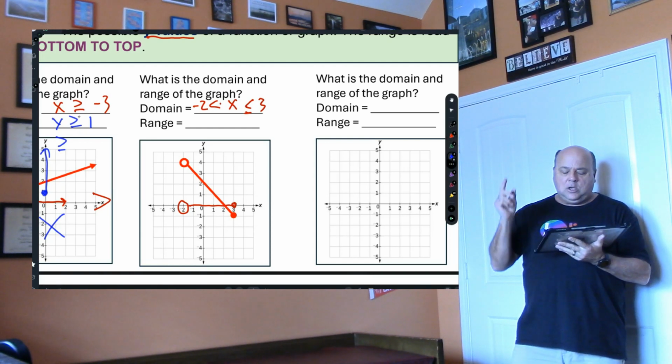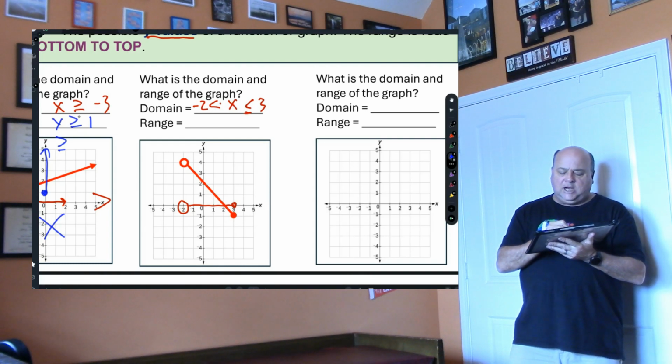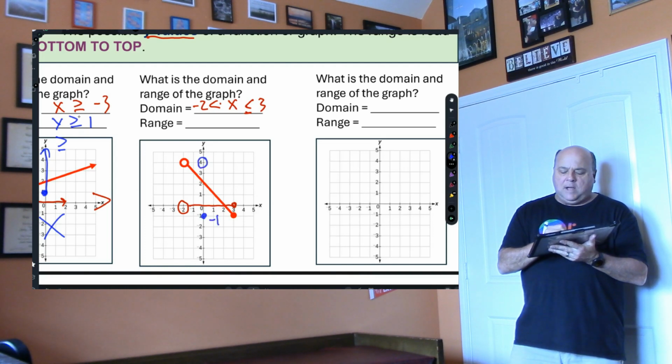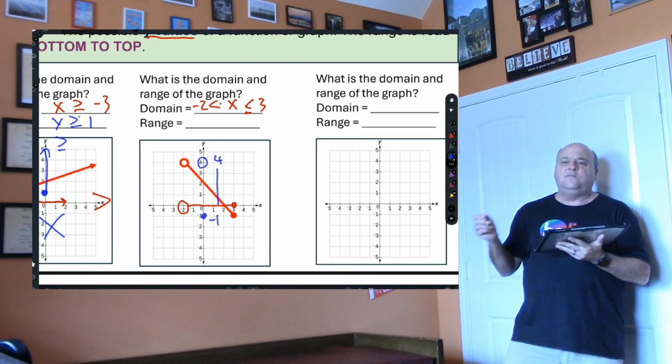Let's do the range. So for the range, we're going to start at the bottom. I have a closed dot right here. It goes to the top to right here. My range goes from -1 to 4, doesn't it?